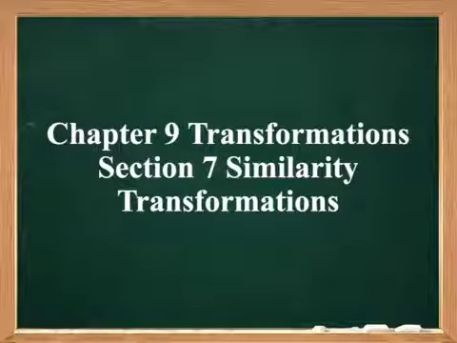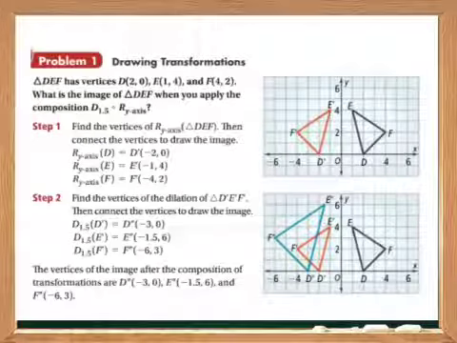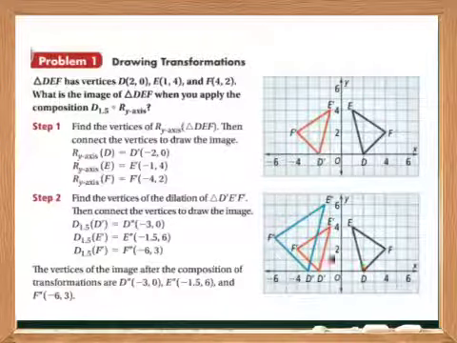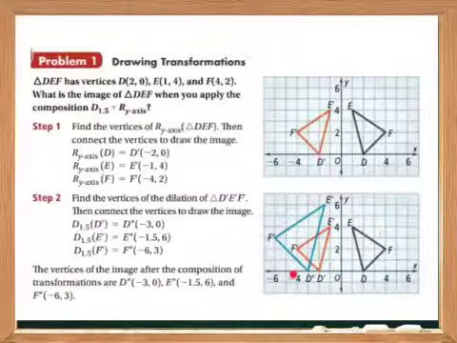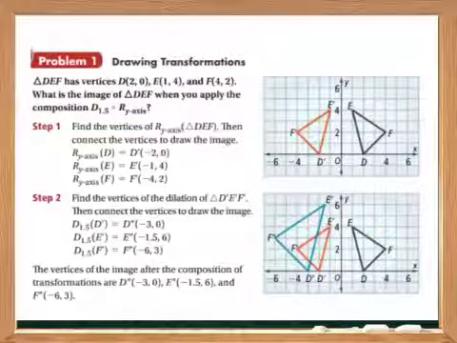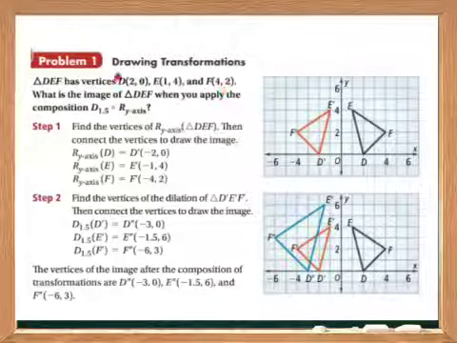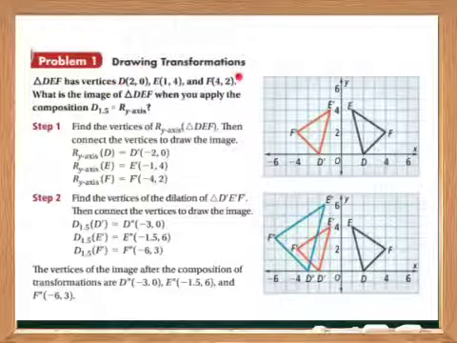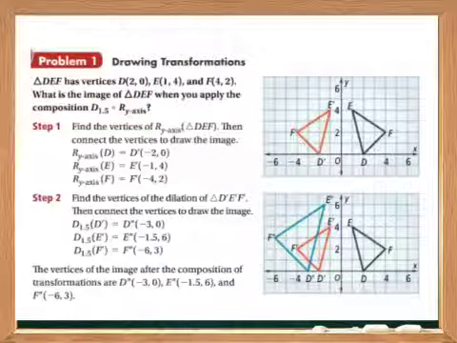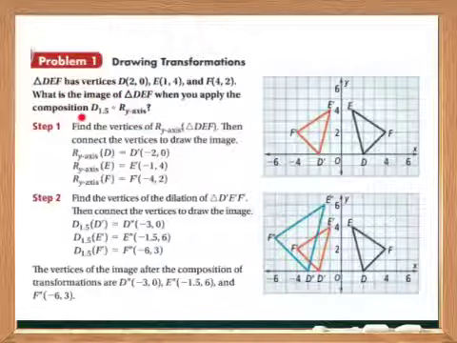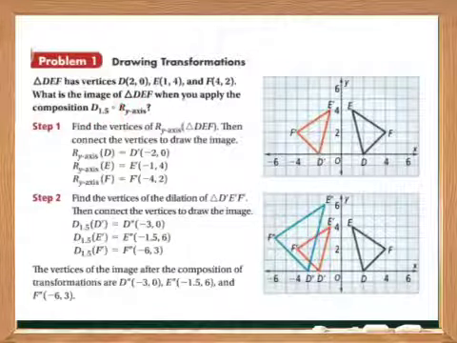Section 7 talks about similarity transformations. So copy this down and make sure this example is on graph paper. You don't need 2 separate sheets of graph paper. You can just have this final image after we go through all of the steps. So triangle DEF has vertices D, E, and F. Plot these points on a coordinate plane. They're asking what is the image of triangle DEF when you apply the composition, a dilation of 1.5 composed with a reflection across the y-axis.